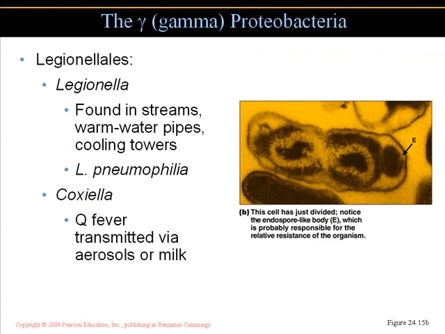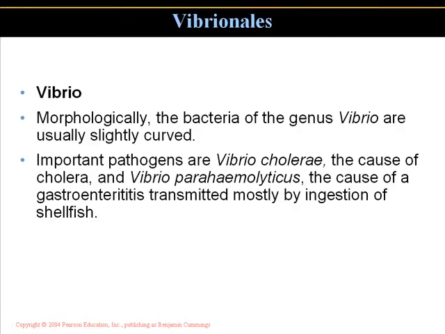And then this is a photograph of Legionella. Again, you should be able to identify these organisms as well. Legionella, found in streams, water pipes, cooling towers. Again, this dates back to 1976, where a group of convention goers met at a convention hall in Philadelphia and led to disease. And then Coxiella burnetii is the major one that leads to Q fever, transmitted via aerosol and or through milk.